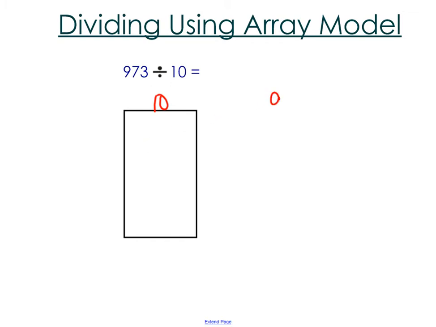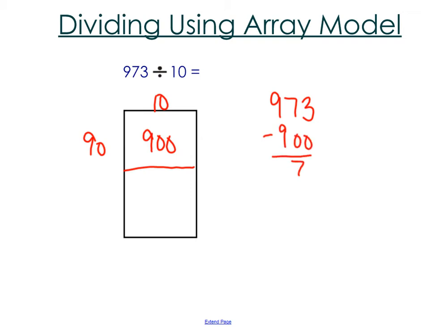We'll start with 973, and we want to find a rounded number that is close to 973 without going over. That is a multiple of 10. So 10 times 90 would be 900, and that gets us close to 973. So this is a 10 by 90 array, and that's worth 900. So we took 900 away from that, and we have 73 left over.